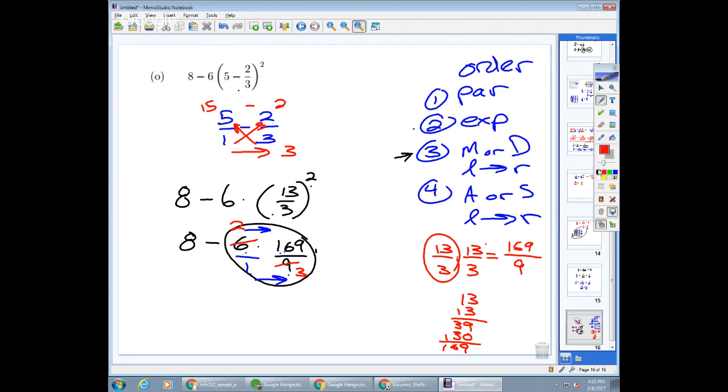So cleaning that up, where are we at? We've got 8 minus 2 times 169 is going to be what? Yeah, don't do it in your head, Gary. So 169 times 2, 9 times 2 is 18, 6 times 2 is 12, plus 1 is 13, 2 times 1 is 2, plus 1 is 3. I get this is now 8 minus 338 thirds.